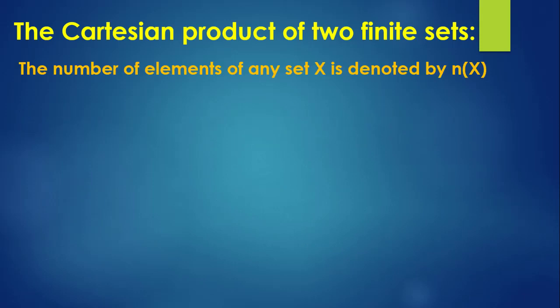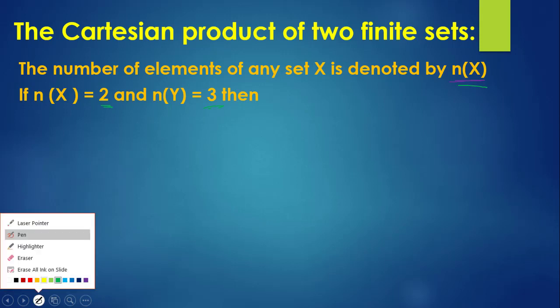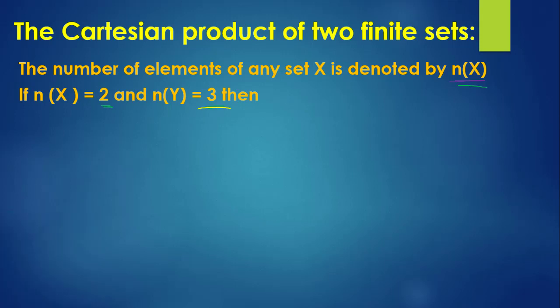The number of elements of any set I'll denote by n(x). So if you see n(x), it means the number of elements of set x. For example, if the number of elements of set x equals 2 and the number of elements of set y equals 3, so set x consists of 2 elements and set y consists of 3 elements.